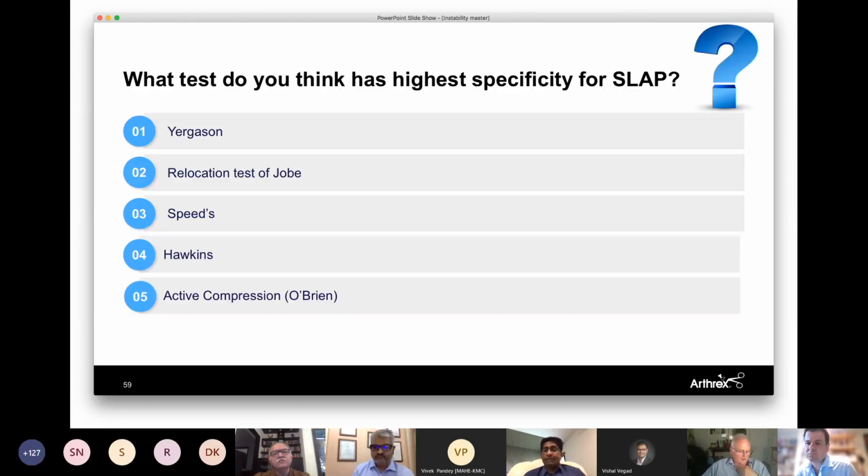I think this highlights the difficulty we have in making a clear diagnosis for SLAP lesions. Yes. So there are many, many articles on the high specificity for SLAP lesions. So if we could bring up the next poll. I know we all have our favorite methods and what we think provides us with the safest specificity, or in some cases, sensitivity.